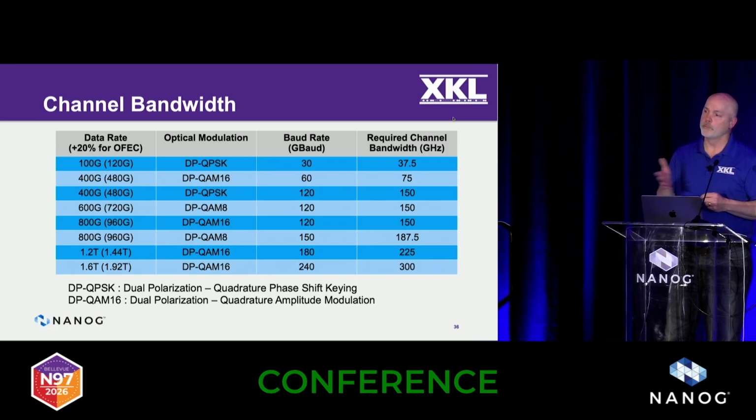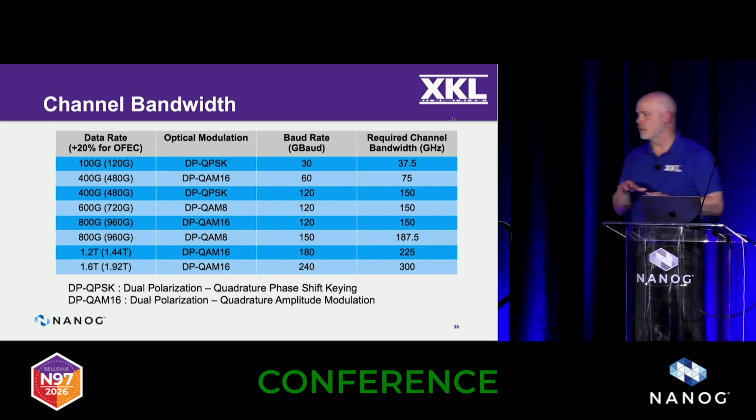But now it's dual polarization. That's what the DP stands for. So that means I've got 2 polarizations of the light that I'm putting data down. So I'm putting 30 gigabaud down one polarization and 30 gigabaud down the other for a total of 60. And then the channel requirement for that.